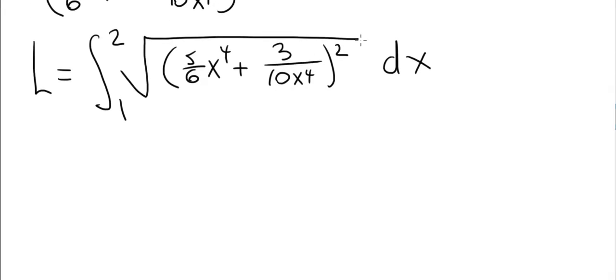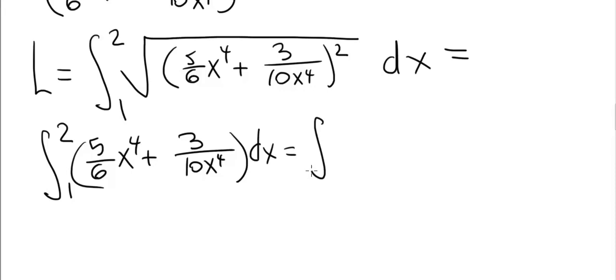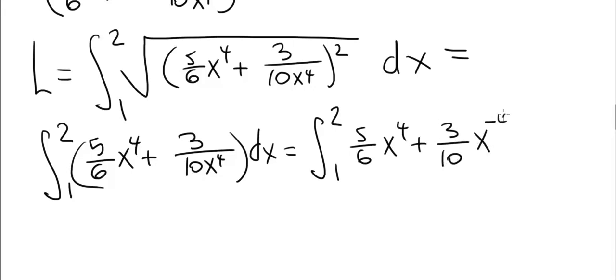And we end up with a very manageable integral, which is the integral from 1 to 2 of just 5 over 6 x to the 4th plus 3 divided by 10 x to the 4th dx. And let's rewrite this as the integral from 1 to 2, 5 over 6 x to the 4th plus 3 divided by 10 x to the minus 4. And now let's go ahead and integrate this.